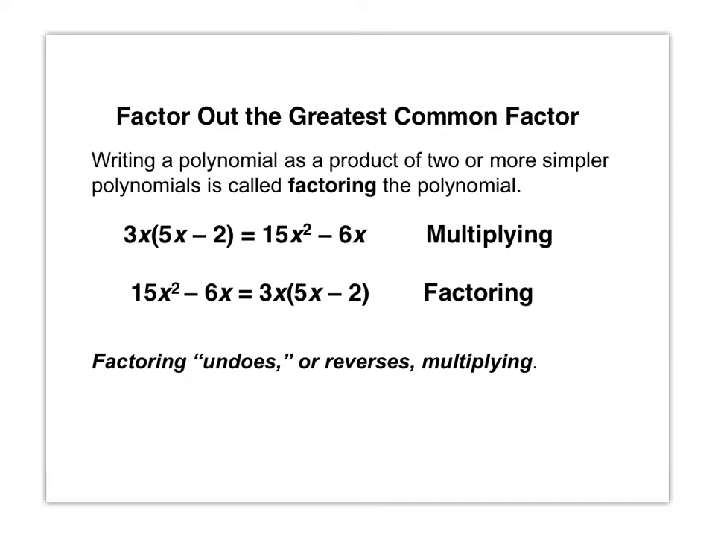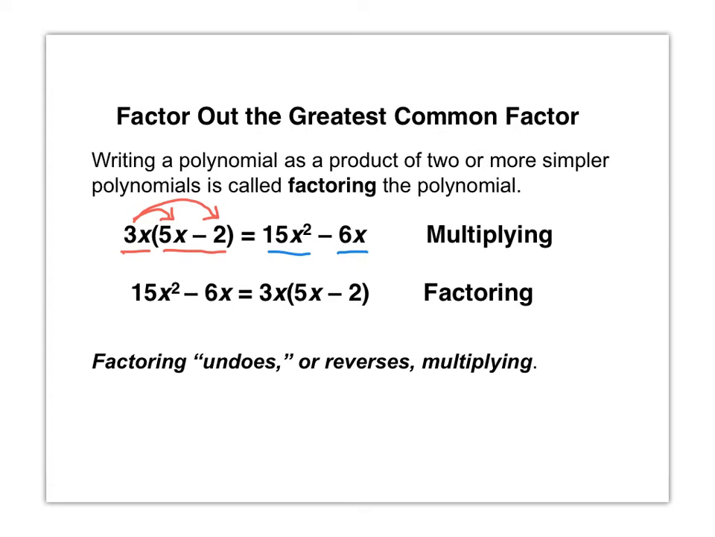Writing a polynomial as a product of two or more simpler polynomials is called factoring the polynomial. Factoring undoes or reverses the multiplying. In our previous chapter, we looked at multiplying polynomials. Beginning here with the first example, we have a monomial, that single factor, single term of 3x, multiplied by the binomial. To do that, we use the distributive property to get 3x times 5x, which gives us 15x squared, and 3x times minus 2, which gives us negative 6x.